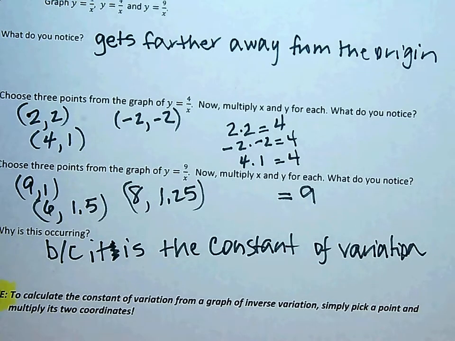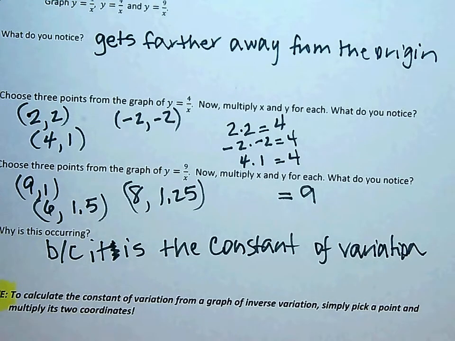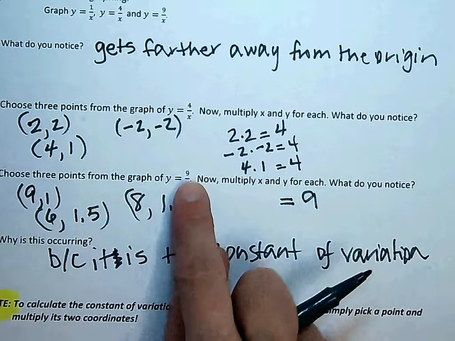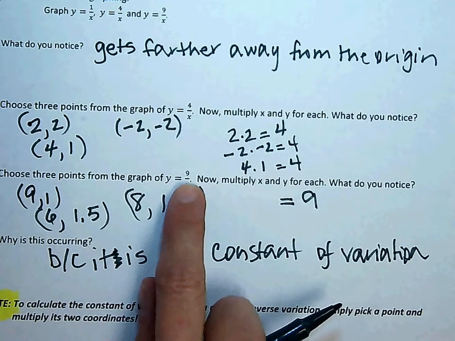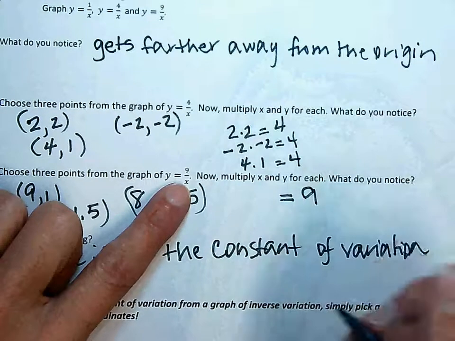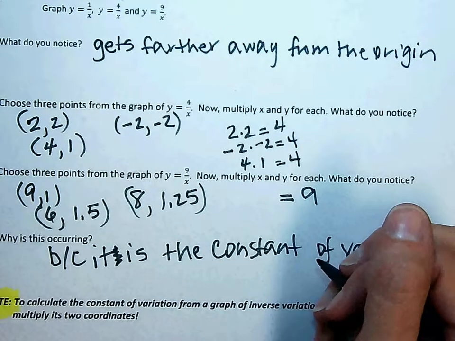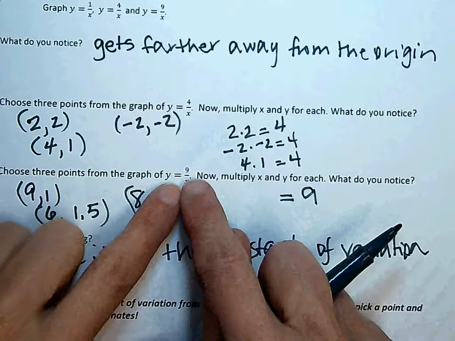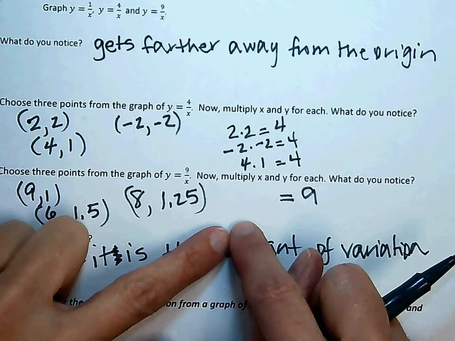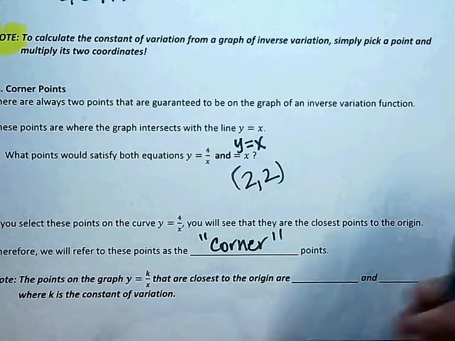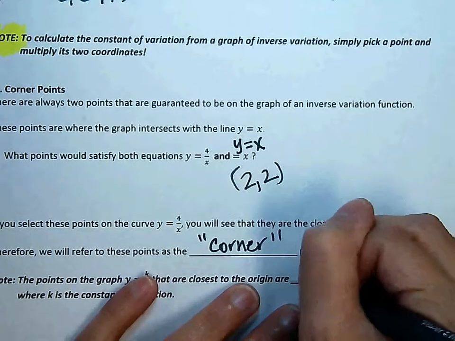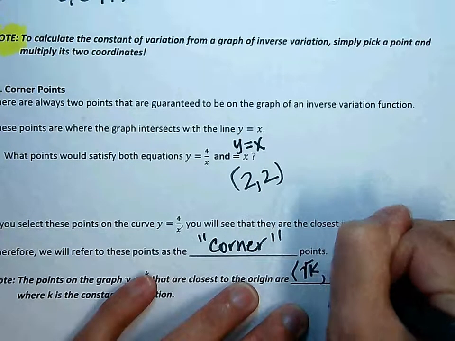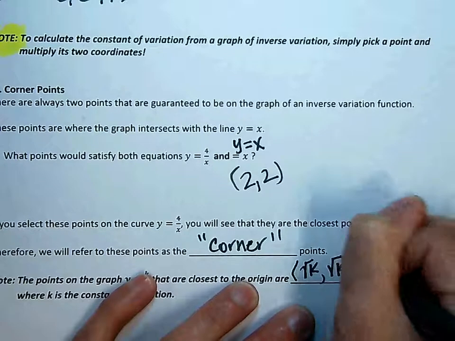Okay, so I have 9. What do you think my corner point is going to be? Because it has to equal y equals x. 3, 3, right? 3 for x. But from 9, how did I get 3? The square root. There you go. So we have an ordered pair that is going to be the square root of k and the square root of k.